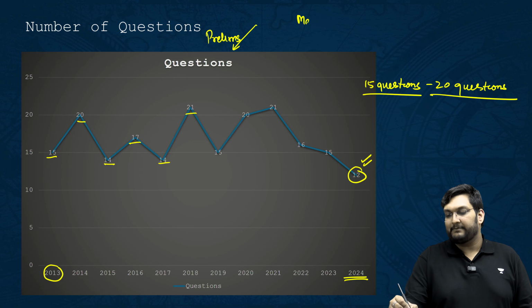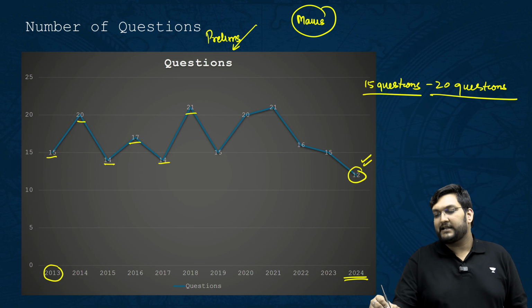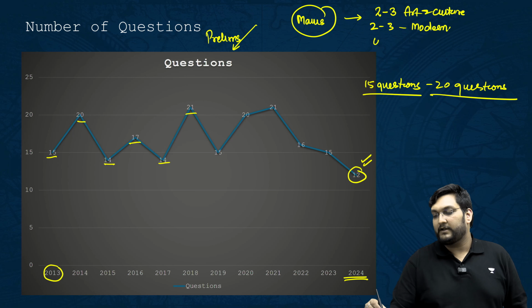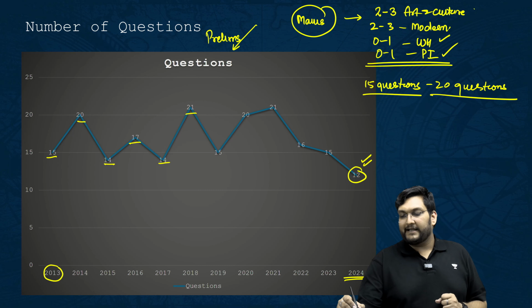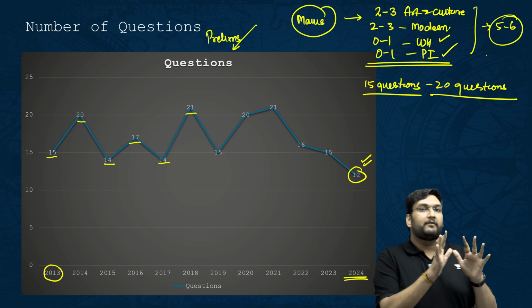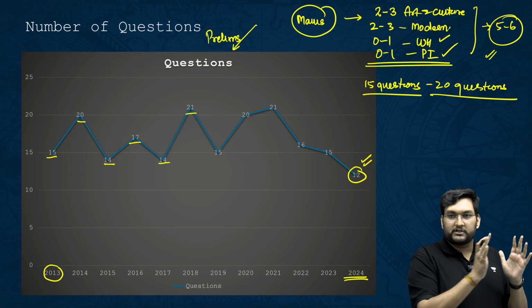In the mains examination, you will at least get 2 to 3 questions out of art and culture. You will at least get 2 to 3 questions out of modern India. And you will get at least 0 to 1 for world history and post-independence. Sometimes you don't get a question out of post-independence or world history, but at least your 5 to 6 questions are for sure with regards to history, geography and social issues.